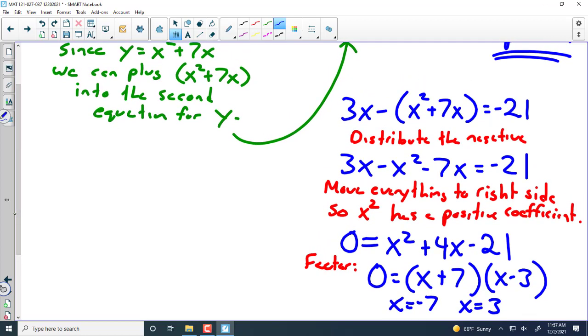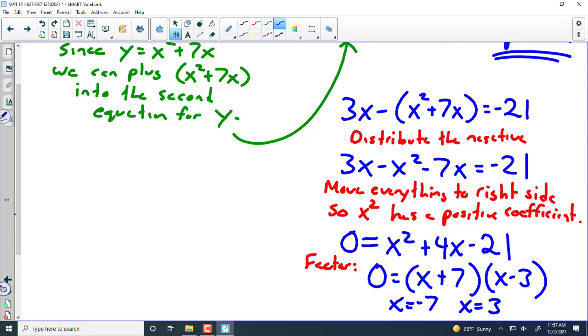I had to use substitution. I had to mess a little bit so I could get rid of a negative sign. And I did some factoring. Did everyone see to do the substitution on the first step because the first equation was y equals x squared plus 7x?